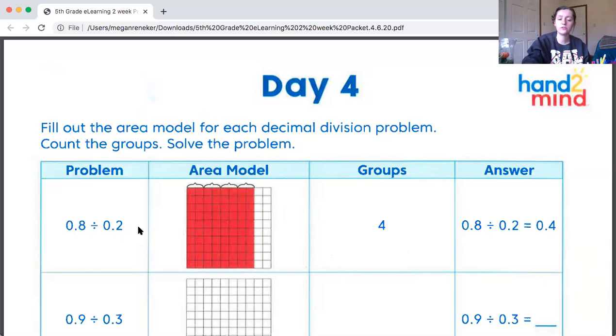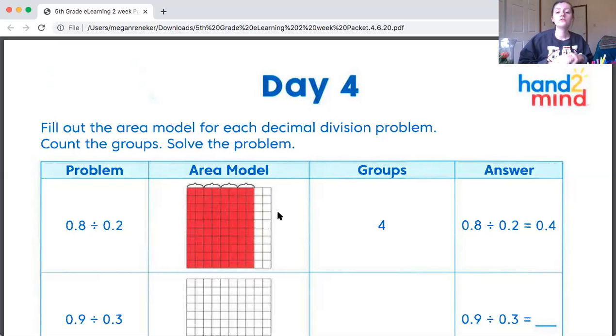So what they did in order to solve this problem is they shaded in 8/10 or 8 rows of 10 blocks. Okay, to show us that that is the whole. That is the number that we are dividing, right? And then if you see these little brackets here, they split that model into groups of 2. Okay, so they determined there were 4 groups of 2 rows in this overall model, right? Because 2 rows plus 2 rows plus 2 rows plus 2 rows gives us 8 rows altogether.